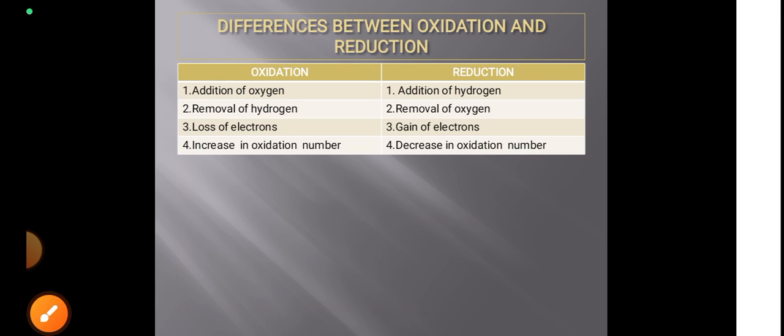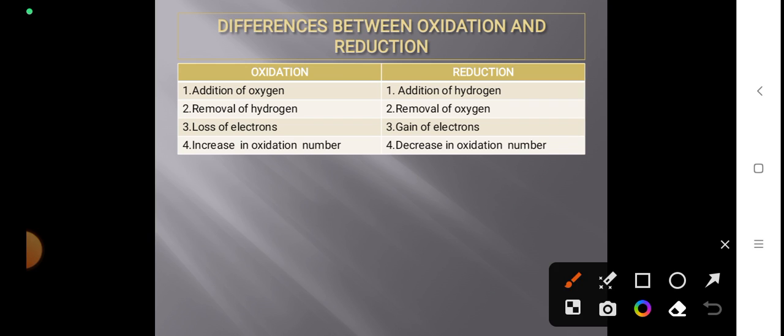Okay, so now let us know the differences between oxidation and reduction. Addition of oxygen is called oxidation, whereas addition of hydrogen is called reduction. Second difference would be removal of hydrogen is called oxidation, removal of oxygen is called reduction. When we talk about electrons, loss of electrons is called oxidation, gain of electrons is called reduction.